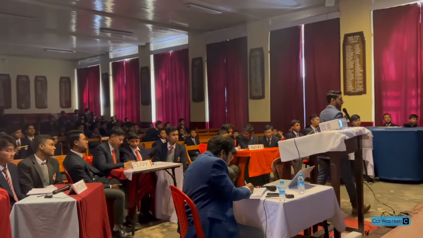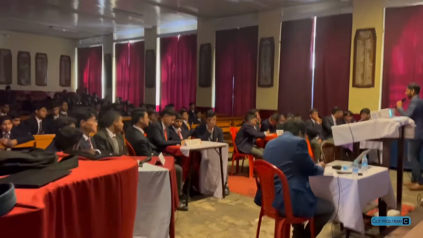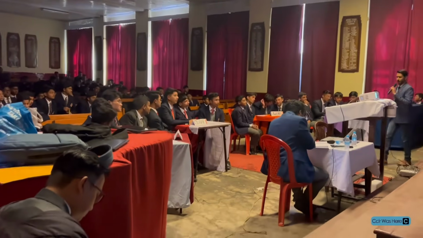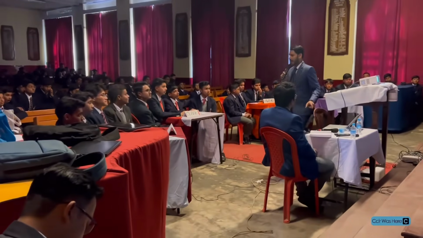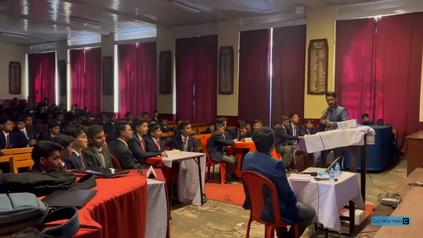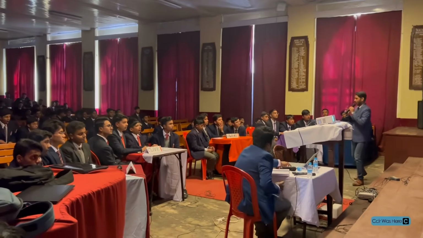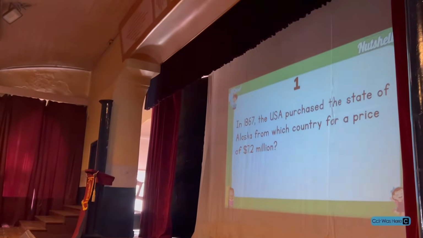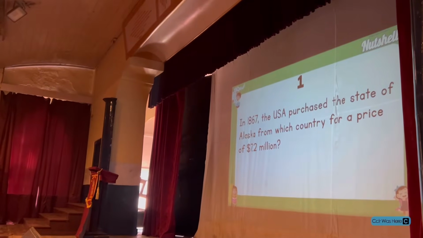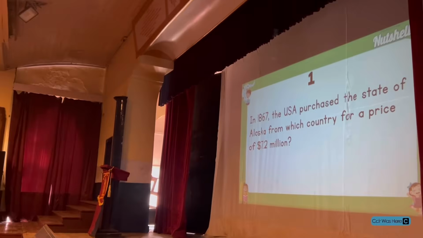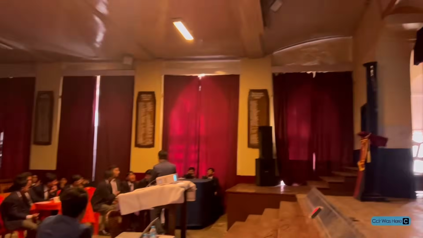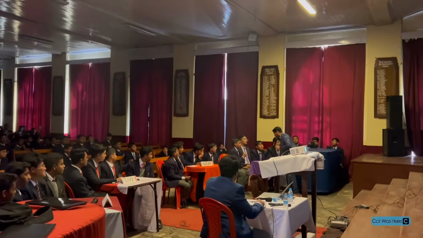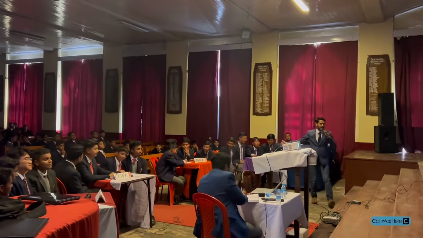8 questions, +10, -5. Okay? Straightforward rules, you all already know that. Everyone, are you ready? Okay. First question on the screen. In 1867, the USA purchased the state of Alaska from which country for a price of $7.2 million? Yes, Havelock. Russia is absolutely correct. +10.